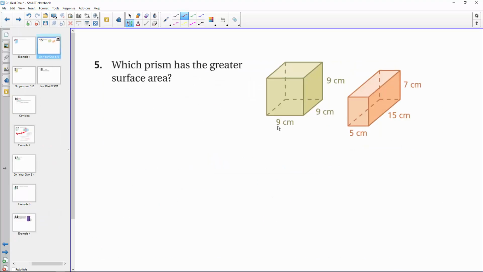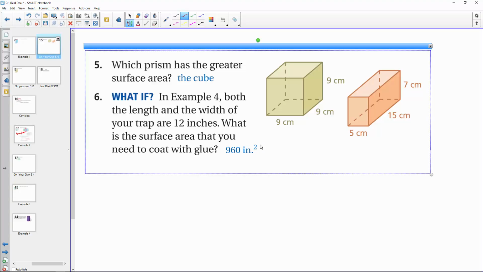And then finally, here's the last one. I just want to figure out which has a greater surface area between these two. So kind of go through the two of them and figure out what you think. And there are your answers.